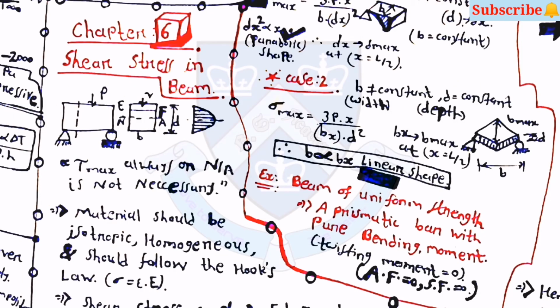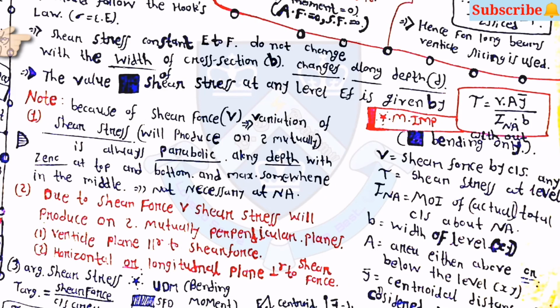Then the next chapter is shear stress in beam. Here tau max is not necessarily always on the neutral axis. The material should be isotropic, homogeneous and should follow Hooke's law. The third one is that shear stress is constant at any level and does not change with the width of the cross section B. Then it changes along the depth.